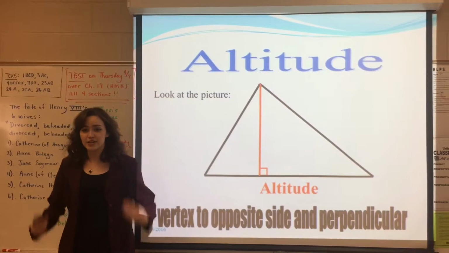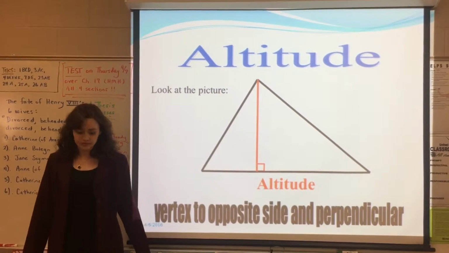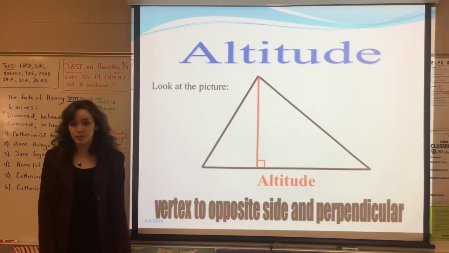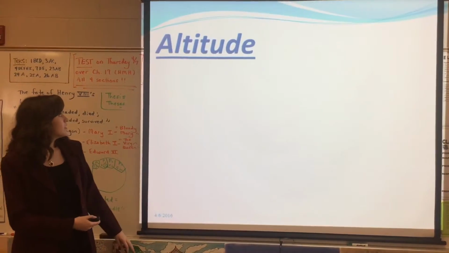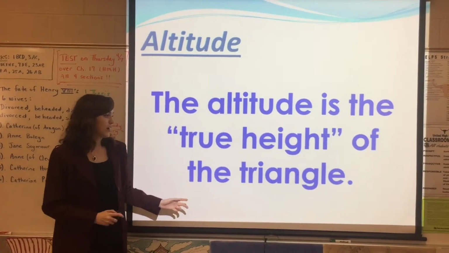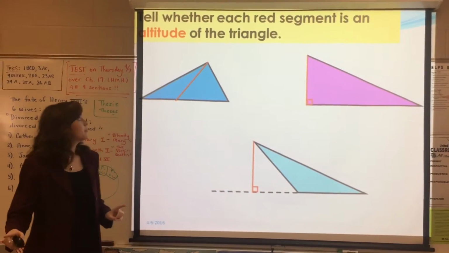So if I'm standing here straight, what angle am I making with the floor? That's right, yes. I am making a right angle, which is perpendicular. I am perpendicular to the floor. The altitude is the true height of the triangle. It is the true height. That is very important. I want you guys to write that down.